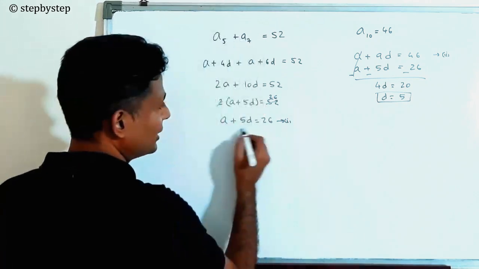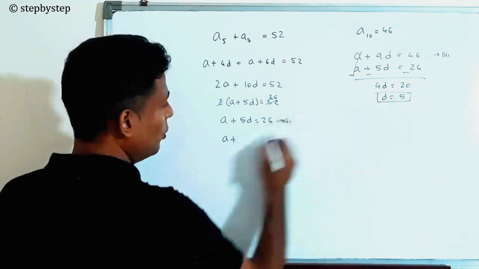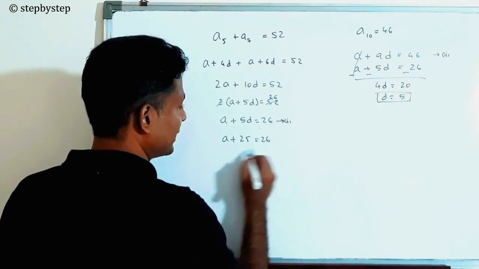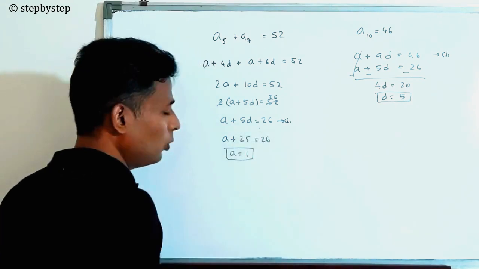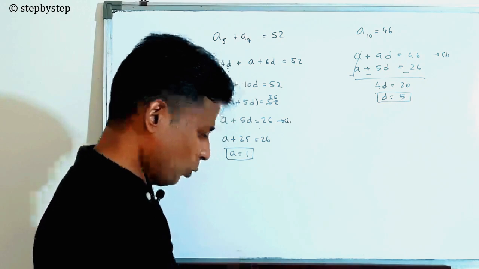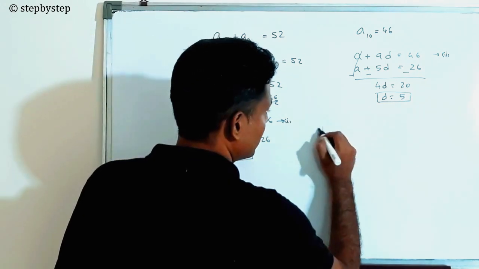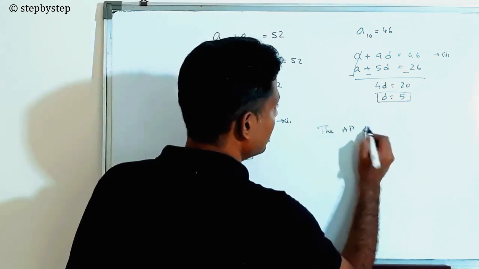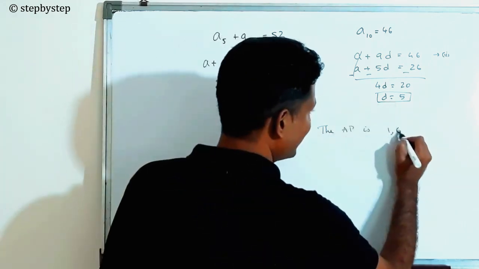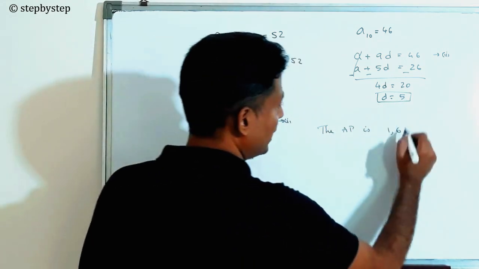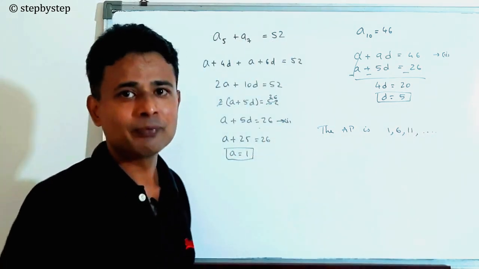We got the value of d. Using this, I'll find the value of a. So a plus 5d, so 5 into 5, 25, equal to 26. So a equal to 26 minus 25. So we got a equal to 1. Now they had asked us to find the AP, which means we need to find the first 3 terms. So the first term is 1, the second term will be a plus d, that is 1 plus 5, 6. The third term will be second term plus d, 6 plus 5, 11. So that is the AP.